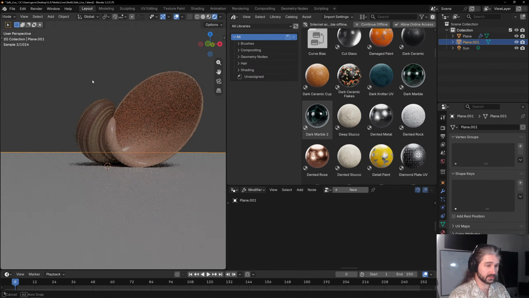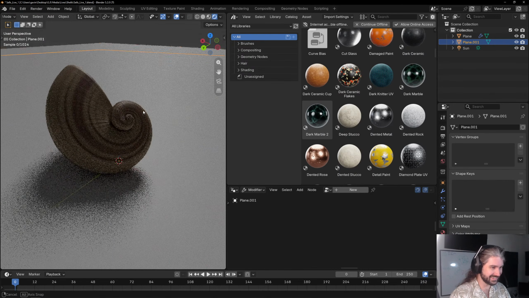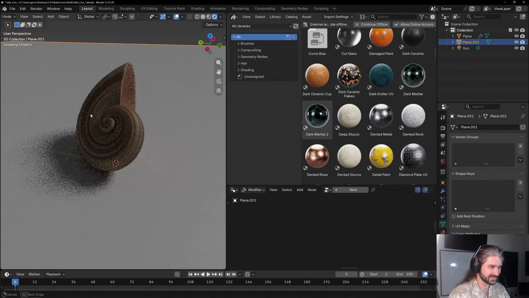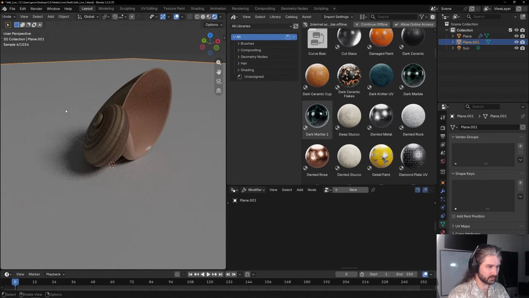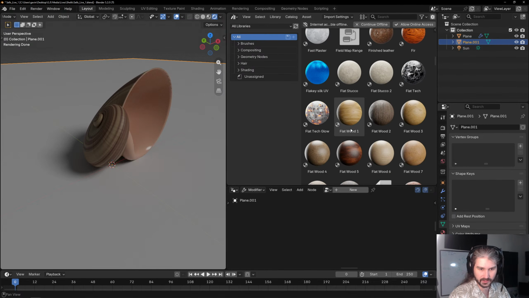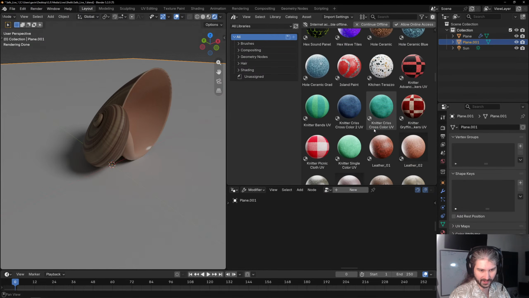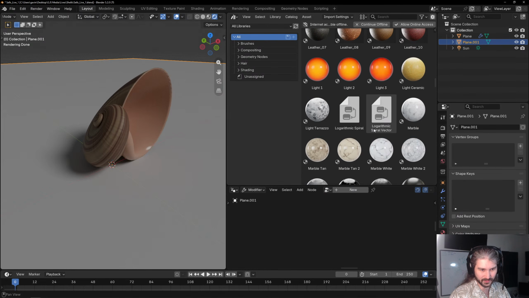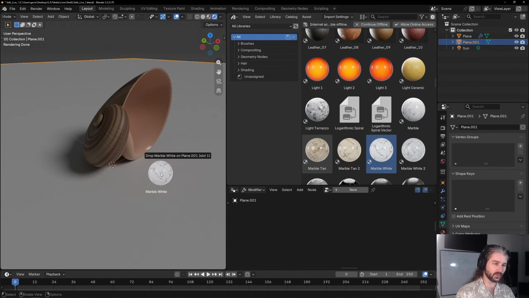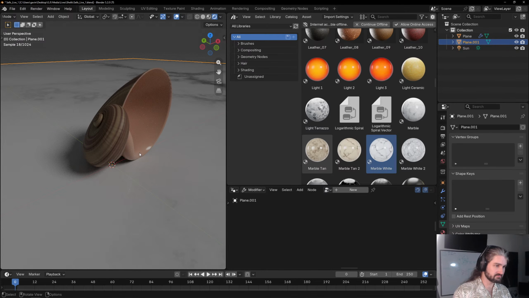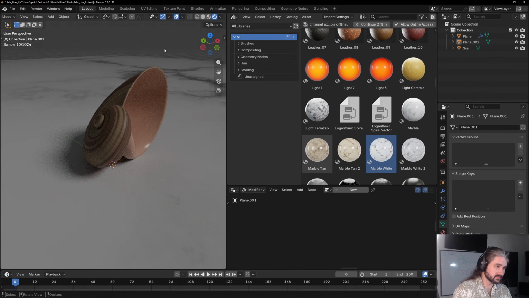I could also design a different shell. Maybe we want a different shell than what we've got here. But anyway, I want to quickly choose a nice material for the ground. I'm looking through it, thinking, what would look good and not too noisy? Maybe a marble. That looks neat, right?